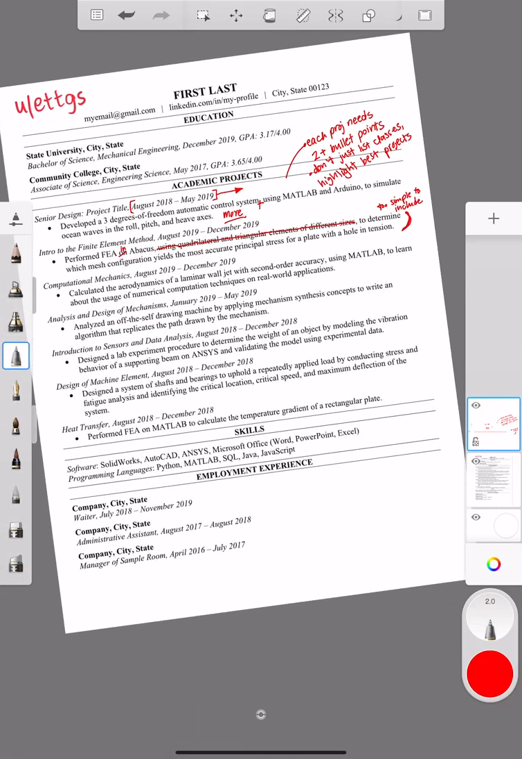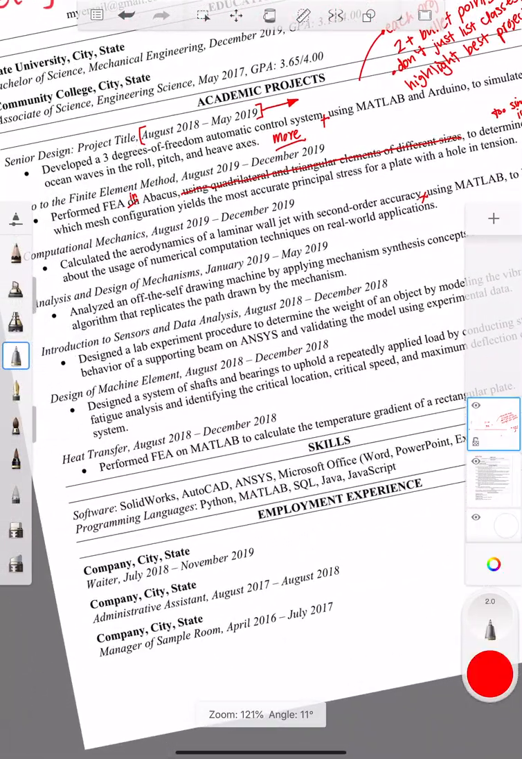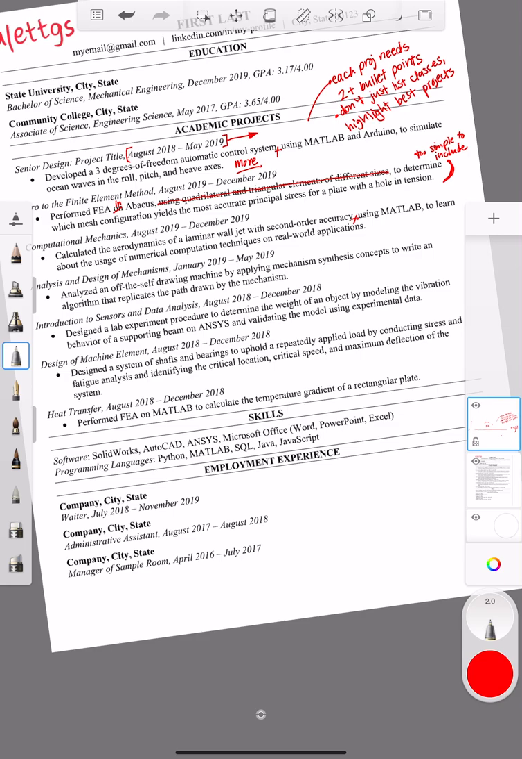Okay, calculated the aerodynamics, that's a little awkward, of a laminar wall jet with second order accuracy using MATLAB. Again, don't need that comma. To learn about the usage of numerical computation techniques on real, that's awkward wording. Awkward wording number 1. Number 2, again, I'm just listing a class. To learn. No, I want to know what you did and why you did it. If you're doing a project, then that's fine. Tell me why you did the project. Don't say learn to learn stuff. Tell me what the purpose of your project was.